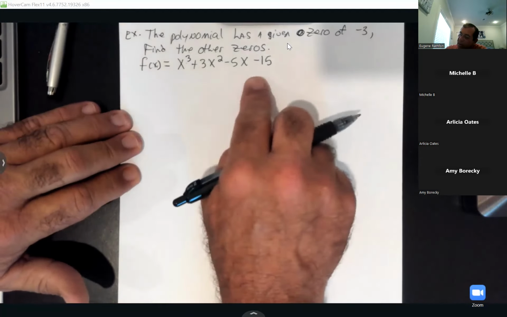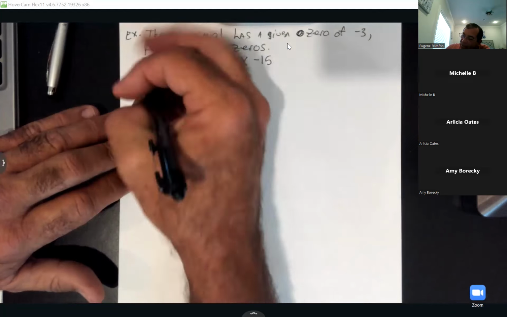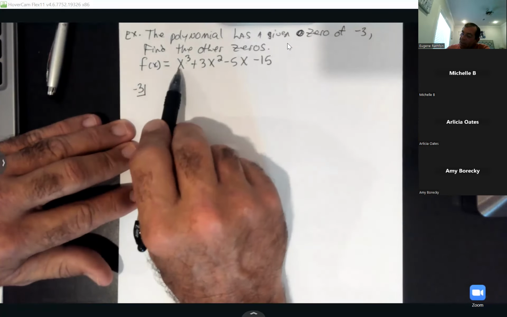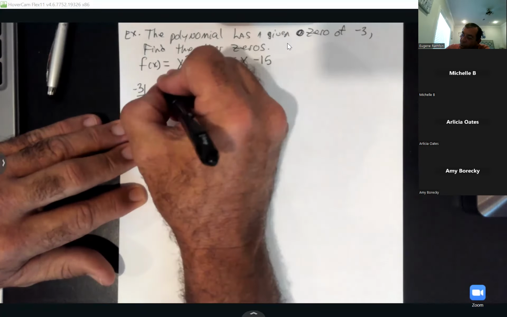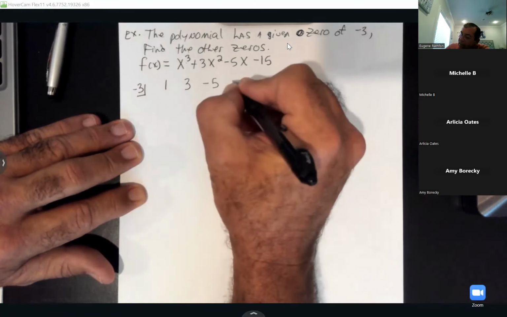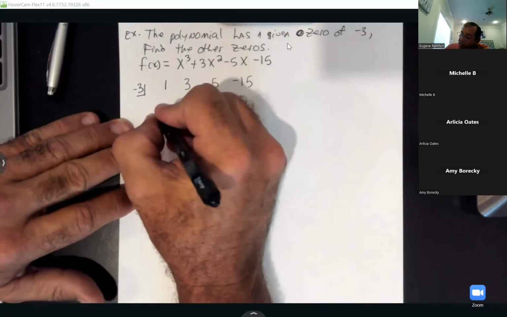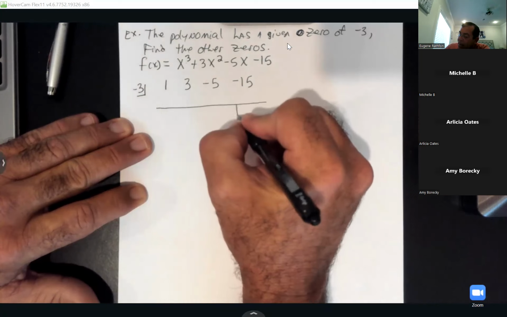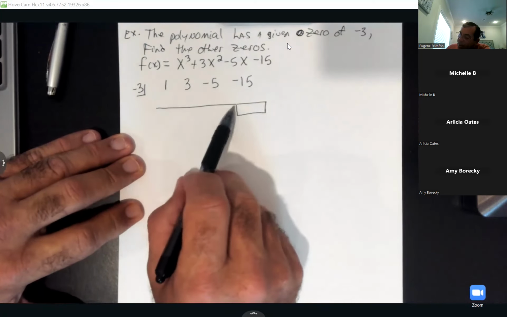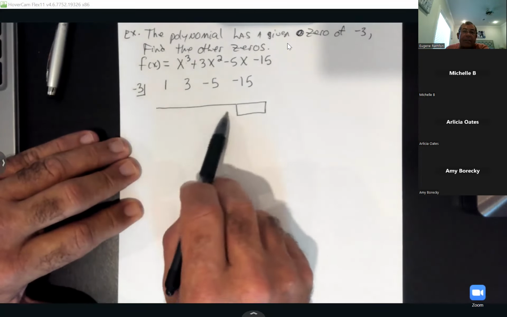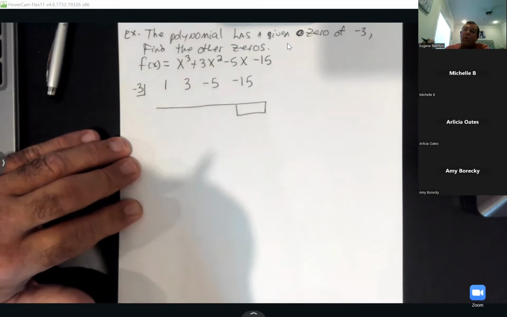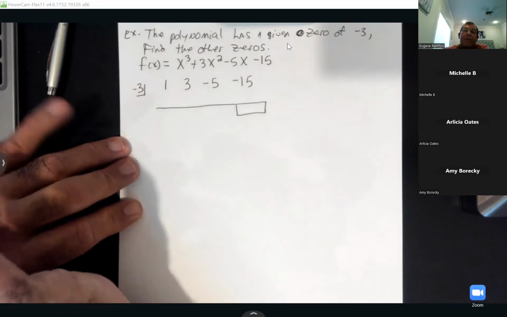So what I'm going to do here, since I know a zero is -3, I'm going to put -3 as my c, and then I'm going to write out the coefficients of my function, which are 1, 3, -5, and -15. Now remember, I got my remainder over here. So since this started out with a degree 3, remember these coefficients will be a degree less, which will be a 2. And anything that's quadratic, I can solve using quadratic formula, square roots, and all that fun stuff.